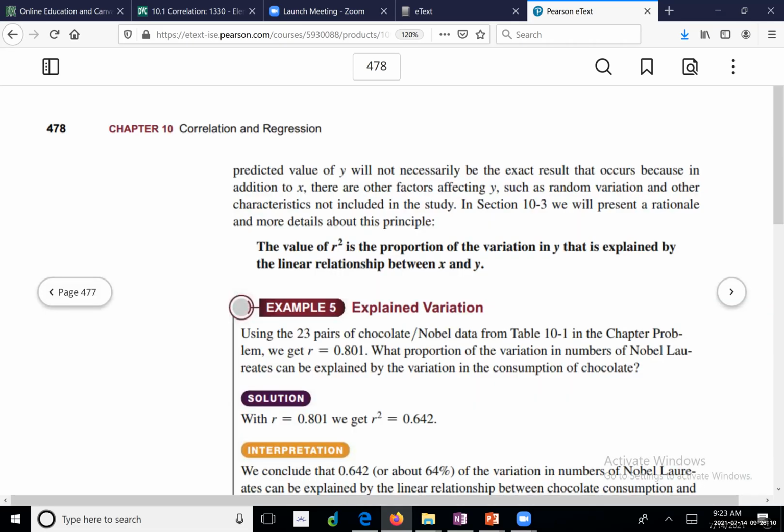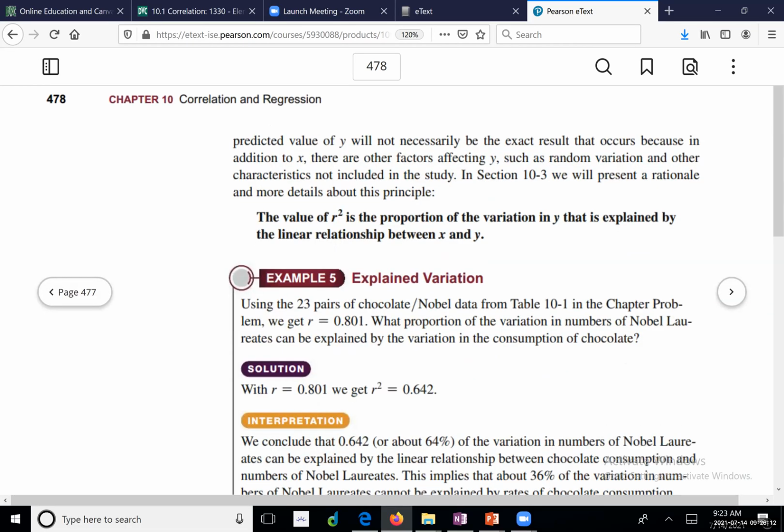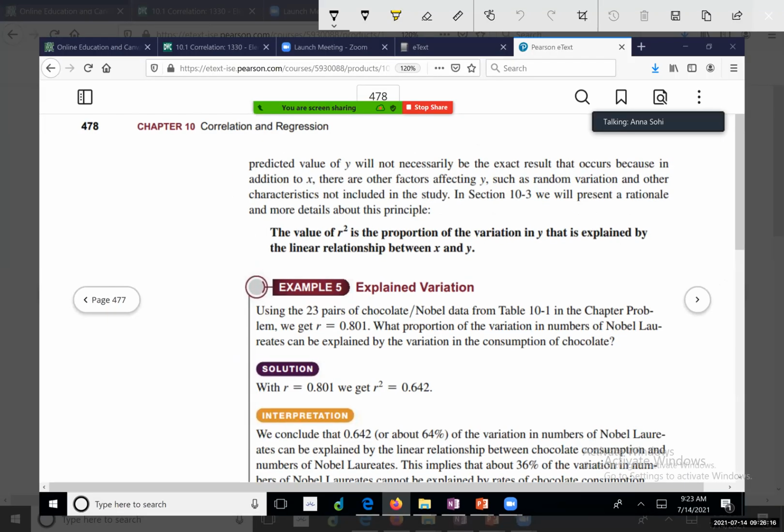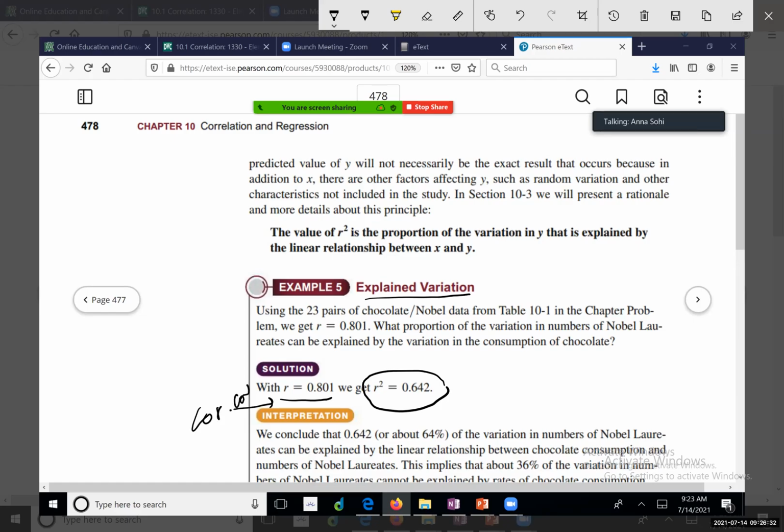When we find r squared, r squared is the explained variation. So do you remember variance? So r is the correlation coefficient, and r squared is explained variation.